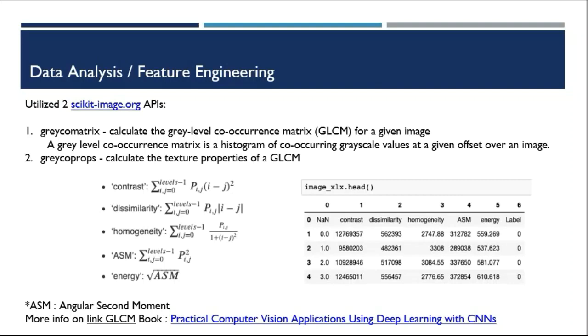GLCM can be described as a two-dimensional histogram that counts the number of co-occurrences between each pair of grayscale levels according to the distance between them. The skimage.feature.graycomatrix is used to calculate GLCM. Also, skimage.feature.graycoprops is used to calculate texture properties of GLCM. It returns contrast, dissimilarity, homogeneity, energy, and ASM.